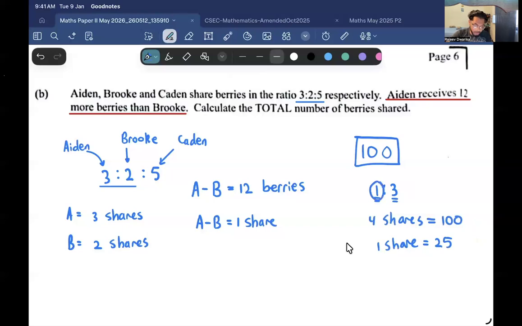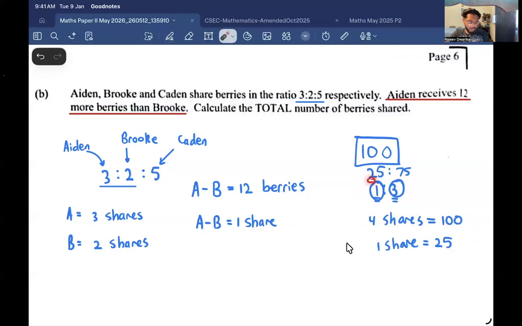So this 1 share over here would be 25. And the 3 shares over here would be what? If 1 share is 25 and this is 3 shares, what would that be? 75, right? Good. So the 1 share actually represented $25, and the 3 shares actually represented $75. And when you add up 25 and 75, what do you get back? 100. Exactly.